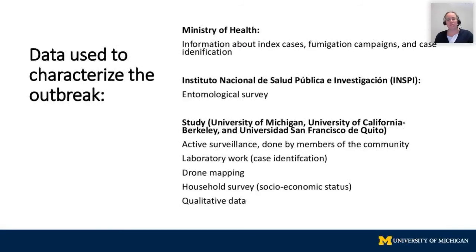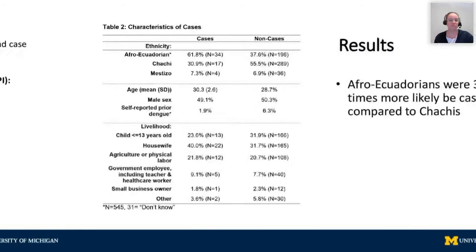In the end, we used a couple of different data streams to characterize the outbreak. The Ministry of Health provided us with data about cases that they identified and their fumigation campaigns. The INSPI, the National Public Health Research Institute in Ecuador, conducted entomological surveys. And the study team, led by the Universidad San Francisco de Quito, conducted active surveillance and laboratory work to confirm dengue. And then we also did this drone mapping, which I'll talk about the most.